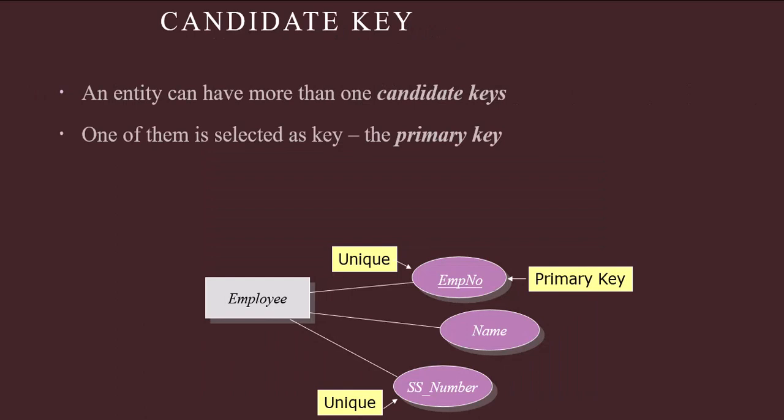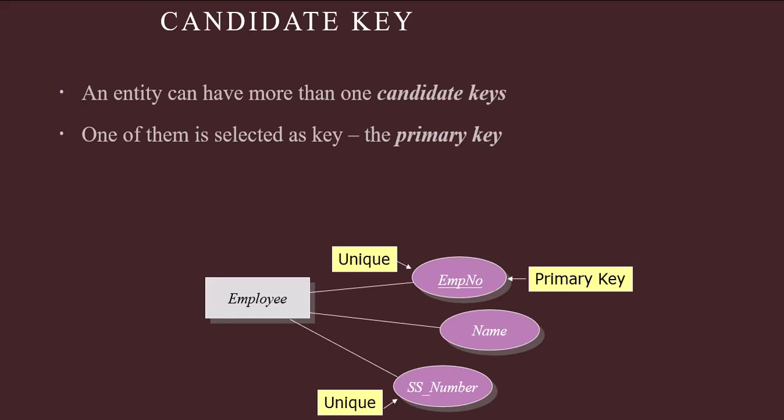Candidate key, as the name shows, is a key which is a candidate for the unique identifier. So an entity can have more than one candidate key. For example, for a student, it can be the student ID, it can be the registration number, it can be a combination of other attributes, composite attributes. So an entity can have more than one candidate key. One of them is selected as a prime key or primary key.